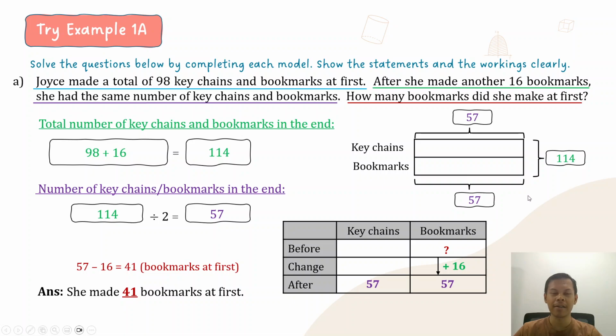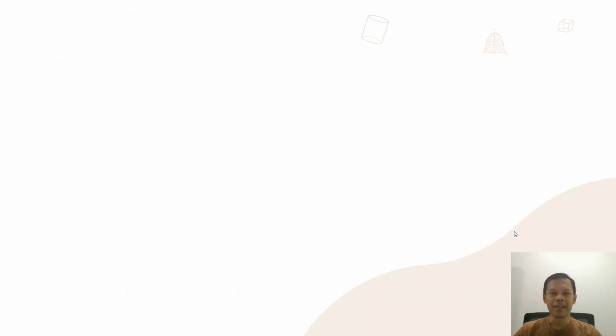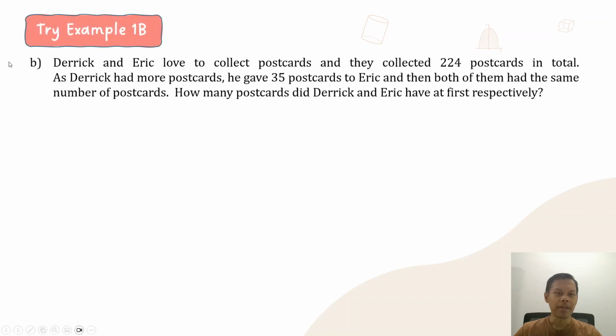Did you get it right? Well done. Alright, let's continue. Second question. Derek and Eric love to collect postcards and they collected 224 postcards in total. As Derek had more postcards, he gave 35 postcards to Eric and then both of them had the same number of postcards. So the question asks, how many postcards did Derek and Eric have at first respectively?